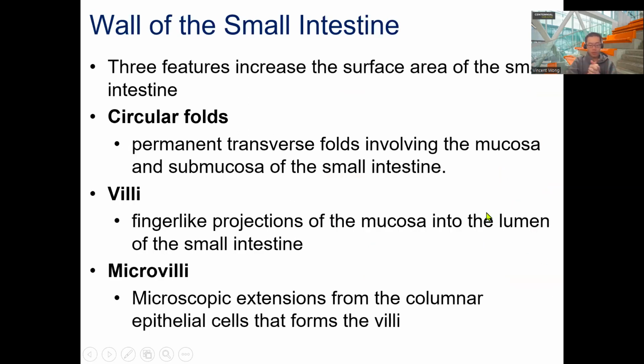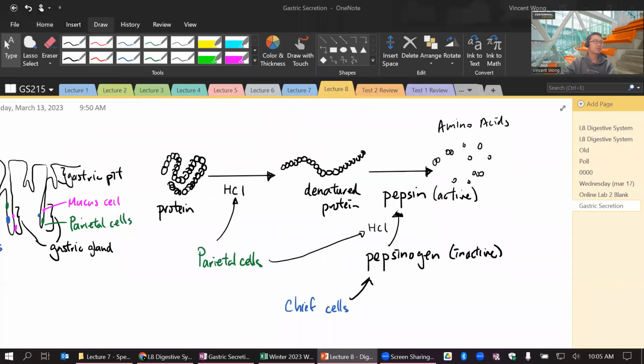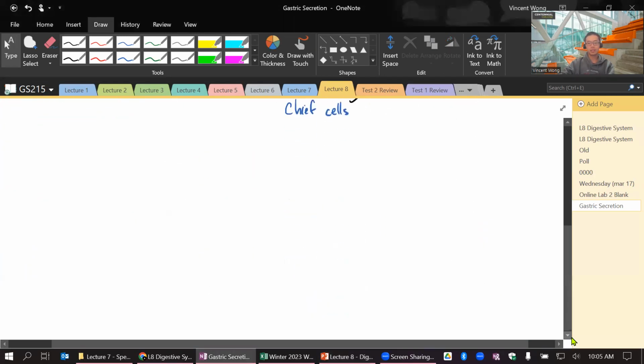Now, because of all the digestion and the absorption that needs to be going on in the small intestine, we need to have a lot of surface area. And so there are 3 different things that exist to help increase the surface area, and it's a little bit hard to visualize. So we'll try to draw it out and see if it makes any sense.